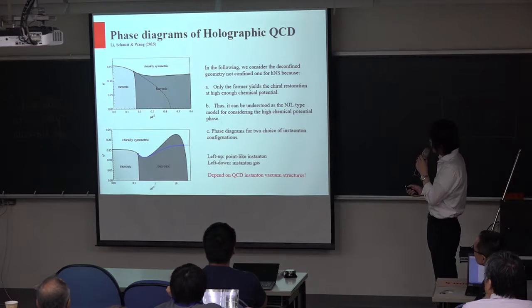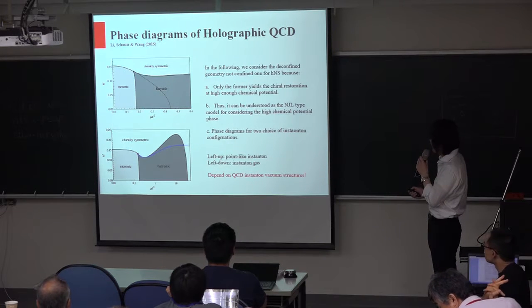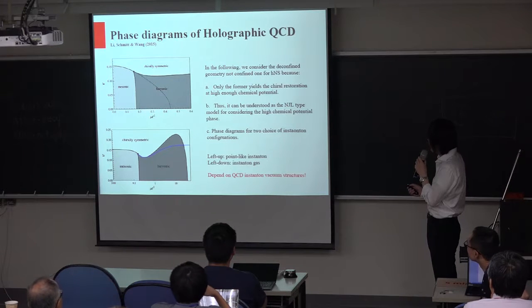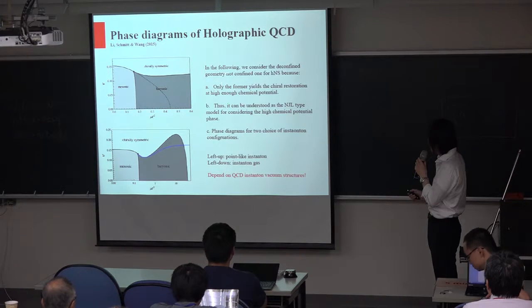So here is the phase diagram of this holographic QCD. As we mentioned before, only the deconfined case could restore chiral symmetry, and so we choose this model.